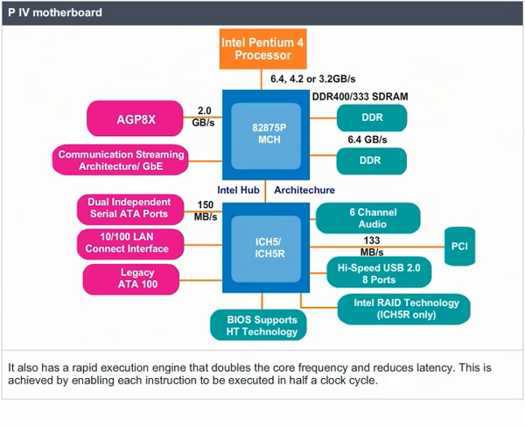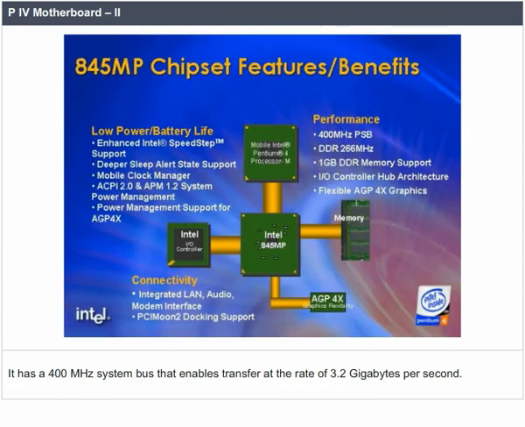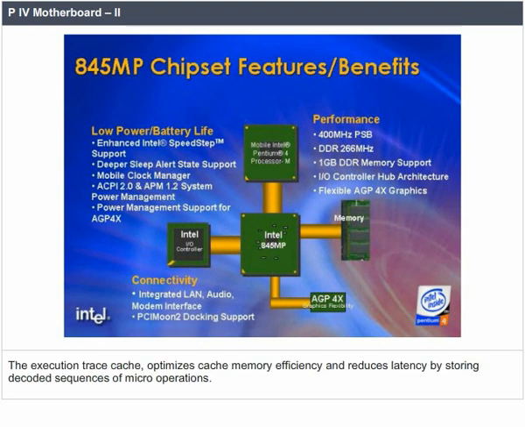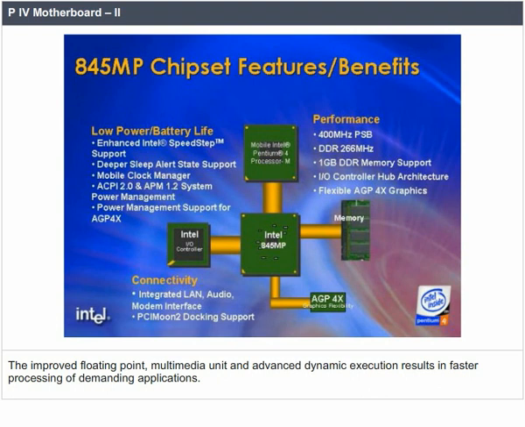This is achieved by enabling each instruction to be executed in half a clock cycle. It has a 400 MHz system bus that enables transfer at the rate of 3.2 GB per second. The execution trace cache optimizes cache memory efficiency and reduces latency by storing decoded sequences of micro operations. The improved floating point multimedia unit and advanced dynamic execution result in faster processing of demanding applications.